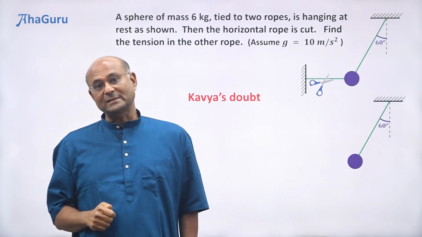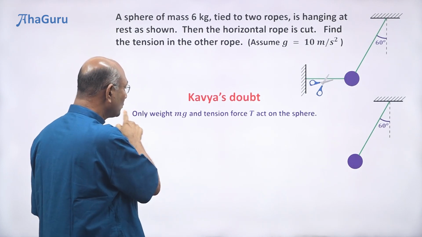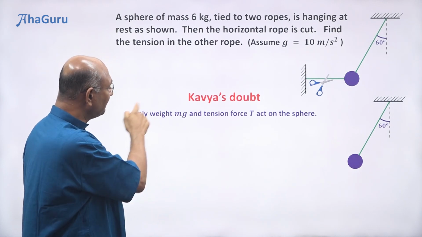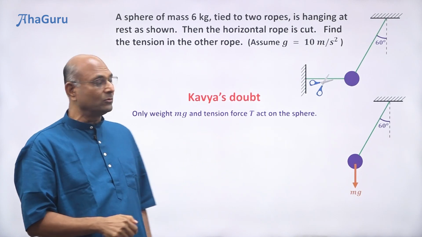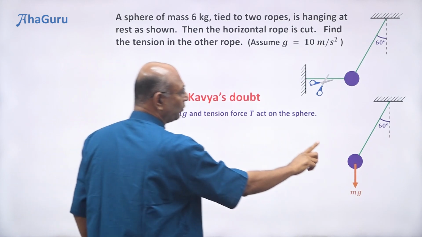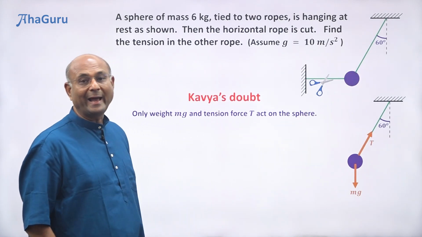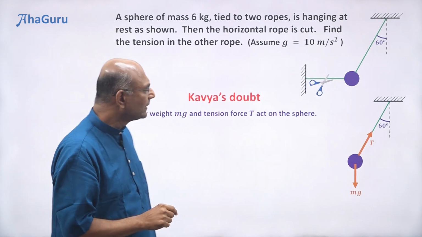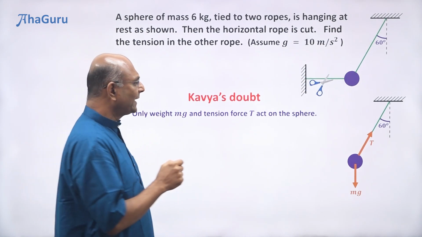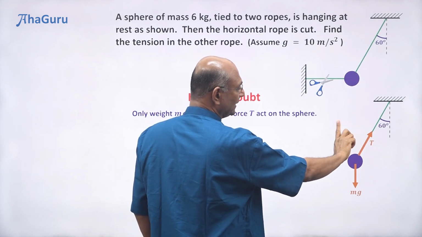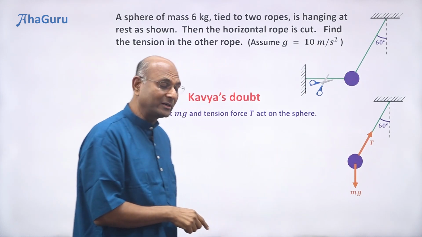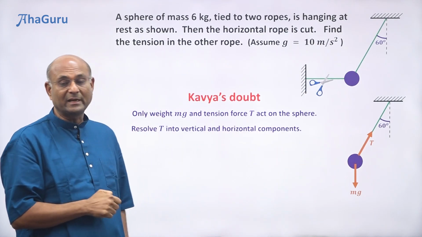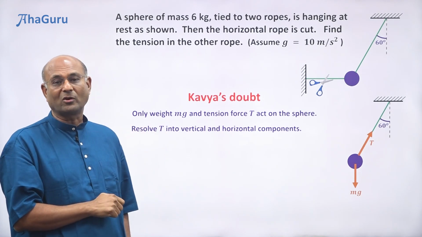And what are the forces acting on this? There are only two forces. There's going to be the weight mg vertically down, and there's going to be just one tension force T acting like that, right? Because you have cut this horizontal rope. Now we can resolve this tension vertically and horizontally. So we can resolve tension into the vertical and the horizontal components.